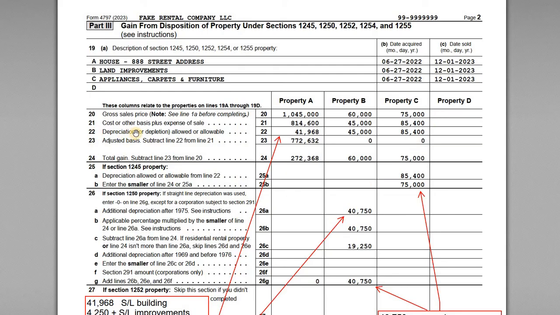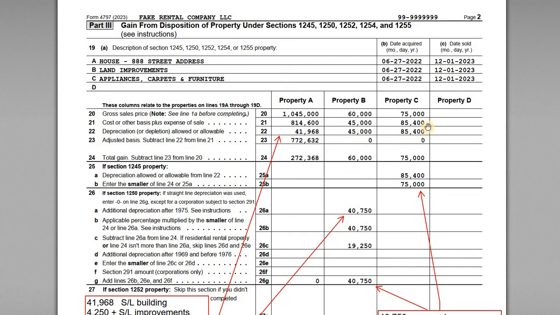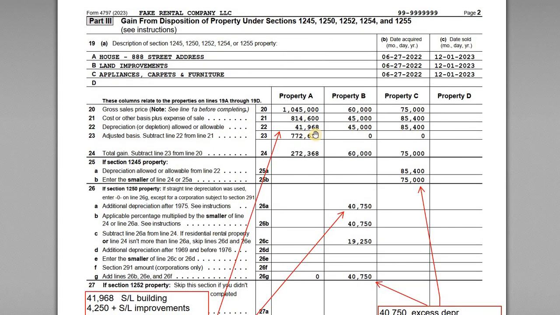On line 21, we input that cost or other basis before the depreciation, right? So this was our cost basis for the building, the cost basis for the improvements, and the cost basis for all that other personal property. Line 22 is the depreciation that we claimed on each asset. So the building was depreciated over a straight line, right? Straight line method over a 27.5-year period. So we claimed $41,968 of depreciation.